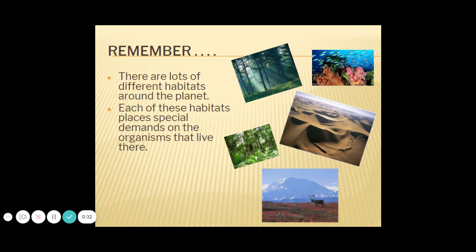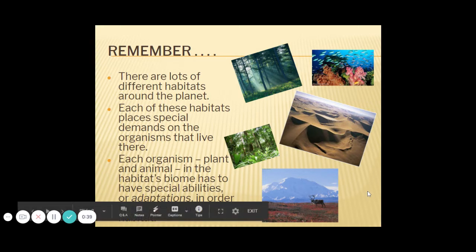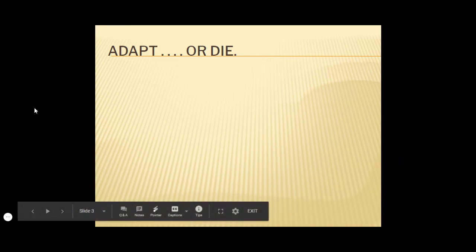Each of these habitats places special demands on the organisms that live there. And because of those special demands, each organism, plant and animal, in the habitat biome has special abilities or adaptations in order to survive in that habitat. Basically, it comes down to they have to adapt or they cannot live.